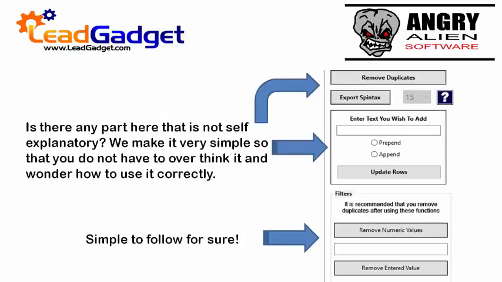Is there any part on here that's not self-explanatory? We made it so simple. We don't want you to overthink it. It's just easy. Don't worry about it, okay? Trust me on this. It's so simple to follow. Because, look, you can remove duplicates, export the syntax, the spin syntax. I mean, you can do anything you want with it. Very easy to manipulate the data.